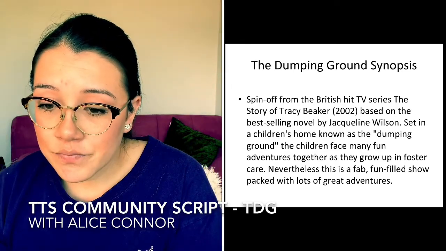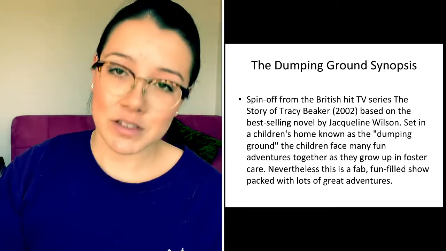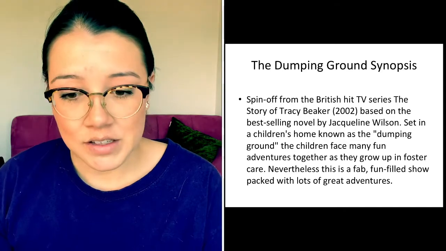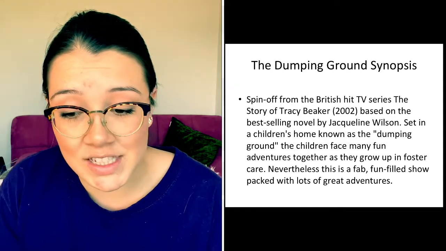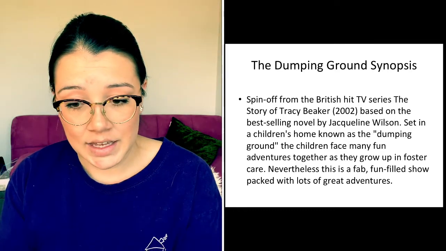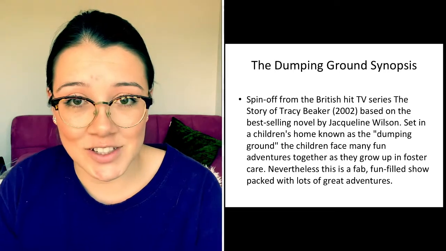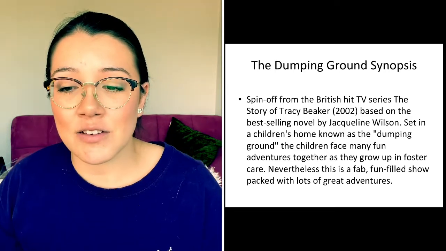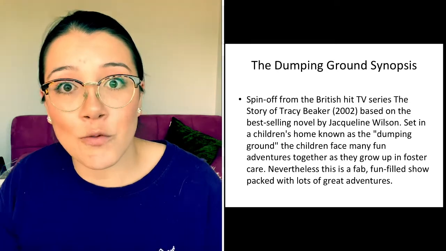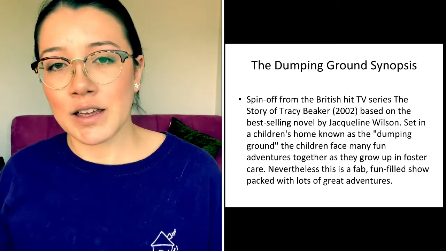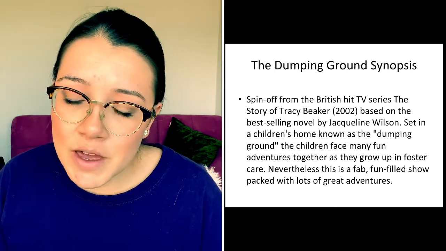So this particular one is set in Ashdean Ridge, which is called The Dumping Ground. It's a foster home. So it's set in a children's home known as The Dumping Ground. The children face many fun adventures together as they grow up in foster care. Nevertheless, this is a fab, fun-filled show packed with lots of great adventures. So we get a real sense that there is a really positive feeling associated with this programme, although we're obviously going to be exploring some topics that might be challenging. So it's important to bear those things in mind.